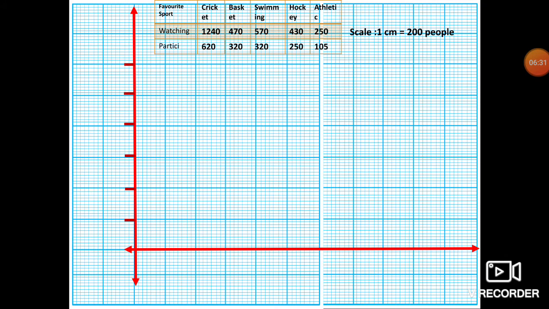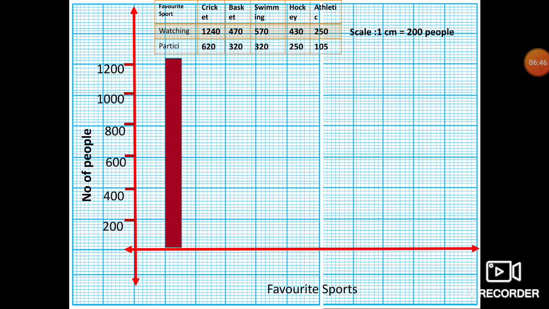Here we have to mark like this: 200, 400, 600, up to 1200. One more point is there, 1400. Later you can see it. Then number of people, favorite sports. First, watching cricket, watching 1240.